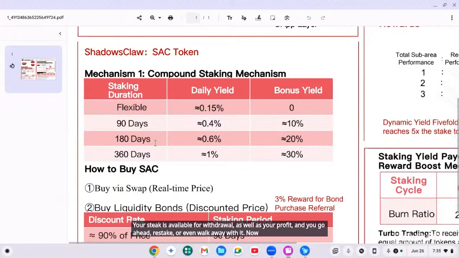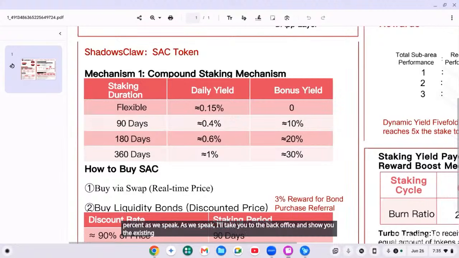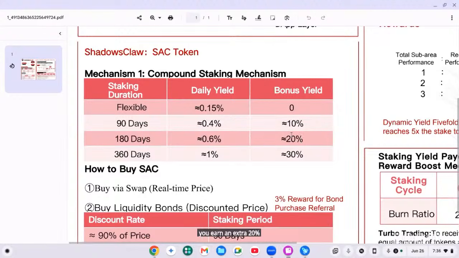Now, the same applies to 180 days that yields annually about 885 percent as we speak. I'll take you to the back office and show you the existing APY. It's not fixed, it keeps changing. It goes up a little bit, it comes down a little bit. And if you go for the 180 days, you earn an extra 20% boost for the fact that you have decided to go longer.